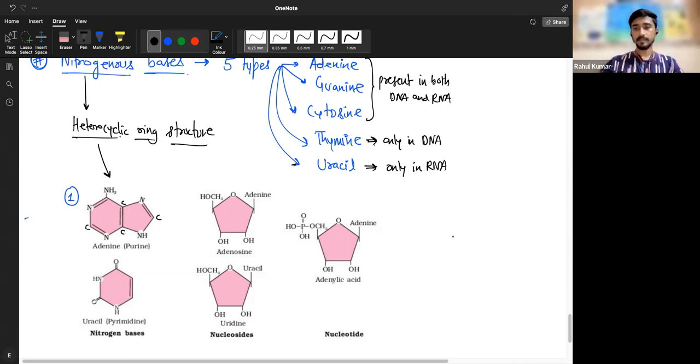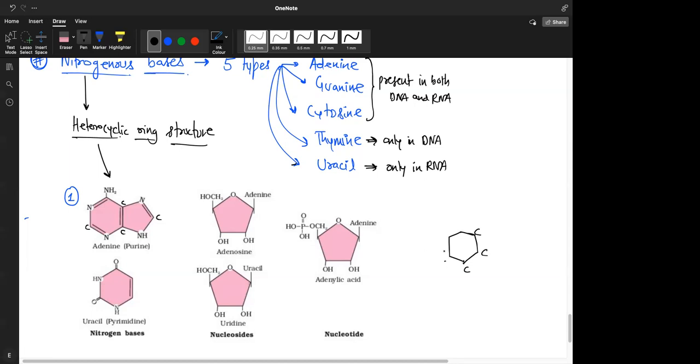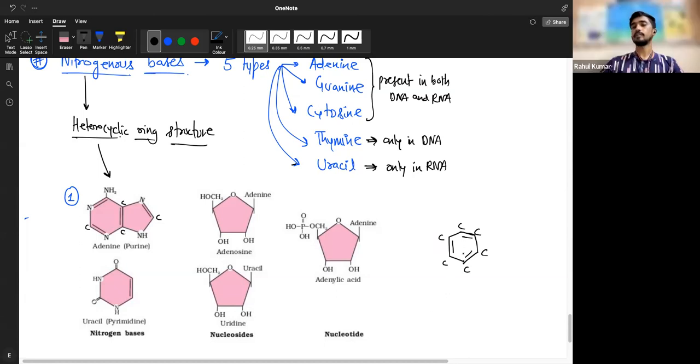We call them just cyclic. For example, a benzene ring. You have studied benzene in your chemistry? Yes. What is benzene? A 6 carbon ring, right? Yes, which has alternate double bonds like this. They are not fixed. So this is called a cyclic compound. All are carbon. But a heterocyclic has more than one type of atom making a ring.